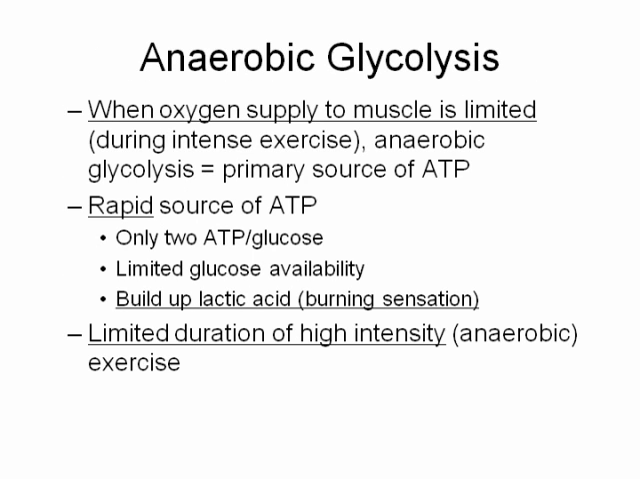Now, anaerobic glycolysis, when oxygen supply to the muscle is limited. So this is during intense exercise, or for that matter, even at moderate level of exercise. Once we've gone well beyond the 30 minutes, it's becoming intense exercise because of the duration of it. It becomes anaerobic, meaning that it's using very little oxygen. And at that point, anaerobic glycolysis is the primary source of ATP. It's fairly rapid. However, it only produces 2 ATP per glucose molecule. And of course, there's a limited availability of glucose.